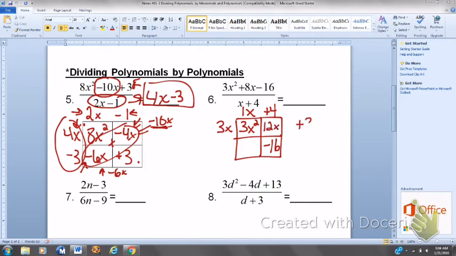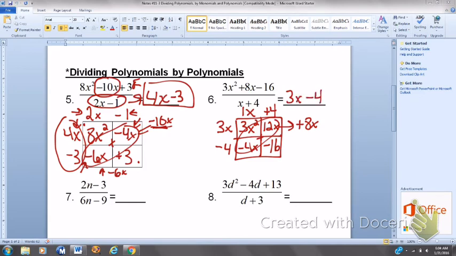Now what I want is positive 8x, and to get 8x out of 12x, I'd have to get minus 4x. That's what I need inside here. So I need to think what would give me minus 4x if I multiplied it by x. Well, I'm going to try negative 4. Negative 4 times x is negative 4x. If I add those together, I get what I want. So my answer again is 3x minus 4.